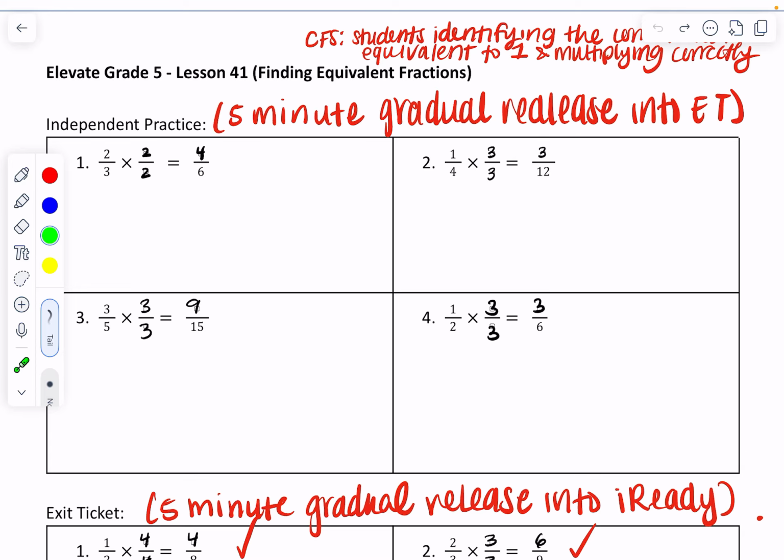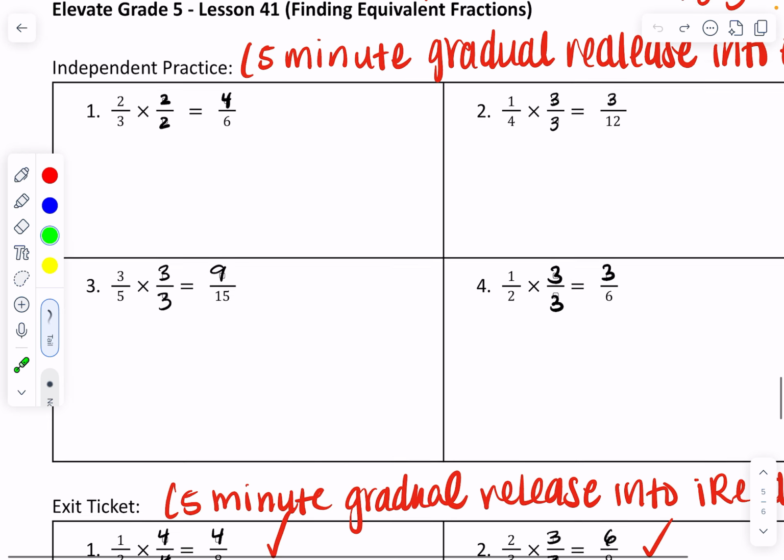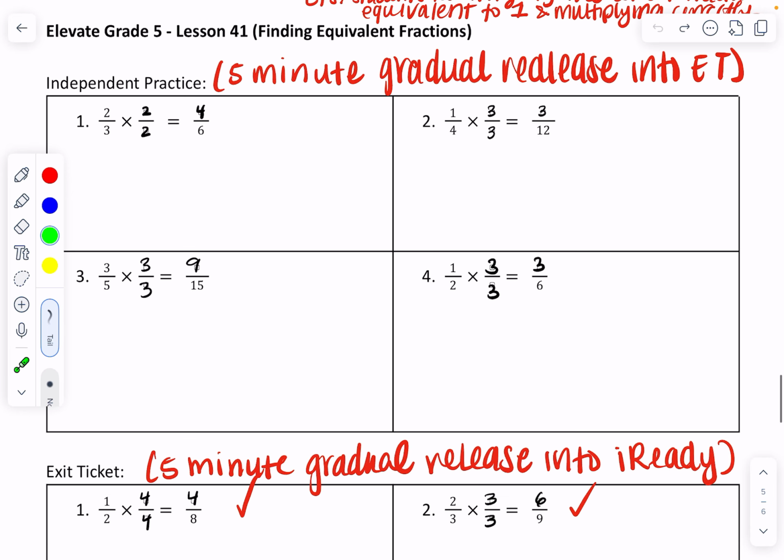So then here we have some fill in the blank questions where students are going to have to find the equivalent fraction based on the information that they have been given, right? So for instance, in this question number 1, they are multiplying 2/3. They have to figure out what they need to multiply 2/3 by in order to get a fraction with the denominator of 6. Well, we know that 3 times 2 gives me 6. And again, whatever I multiply my denominator by is what I need to multiply my numerator by. So I would need to do 2 times 2 gives me 4.